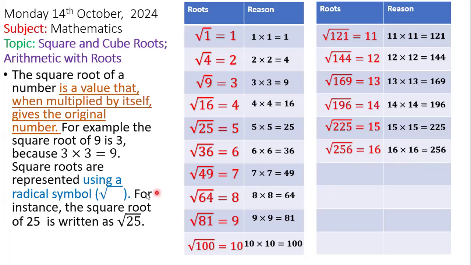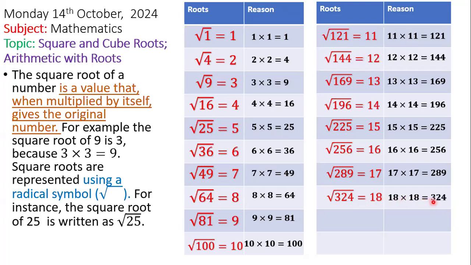Very good. Next, what is the square root of 289? 17. Why? Because 17 times 17 is 289. Very good. Max, what is the square root of 324? 18. Why? Because 18 times 18 equals 324.